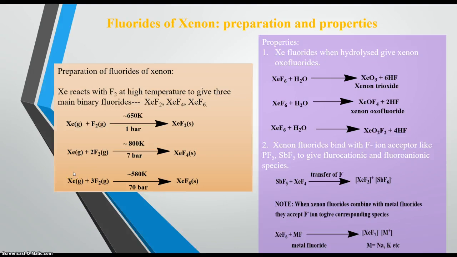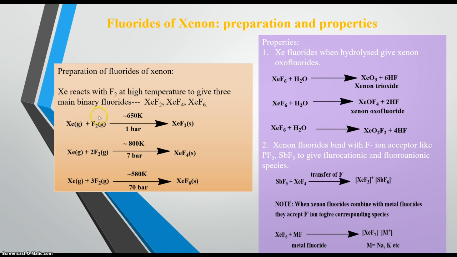So first of all, what are the preparatory methods for these fluorides of xenon? Xenon mainly reacts with F2 at high temperature to give three binary fluorides. What are they? They are XeF2, XeF4, and XeF6: xenon difluoride, xenon tetrafluoride, and xenon hexafluoride. How are they prepared? They are prepared by these processes.